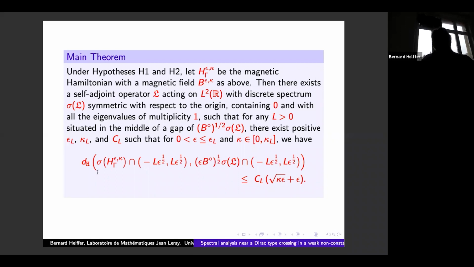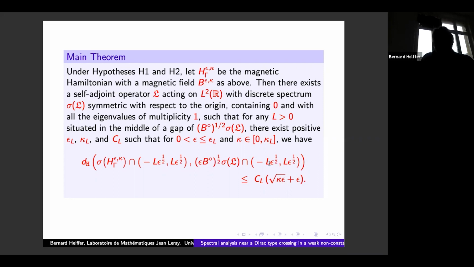The Hausdorff distance between the spectrum of this operator and the spectrum of the model operator is controlled by a constant times square root of kappa epsilon plus epsilon. So as epsilon is small, the distance between the different points of sigma of L in some interval minus L, plus L is bounded from below. And effectively what you see is that gaps in the spectrum of this operator are preserved by the perturbation, because for kappa small enough and epsilon small enough, the error is smaller. So you keep gaps. And this is the main reason.